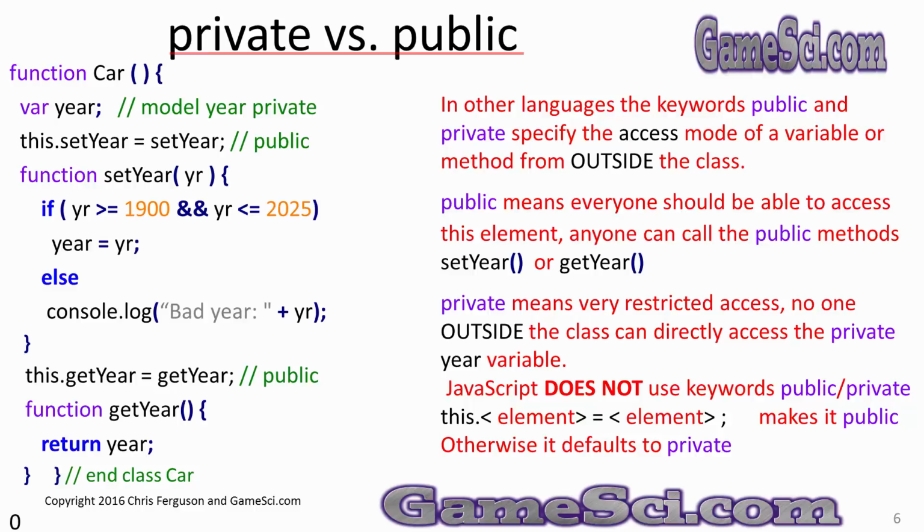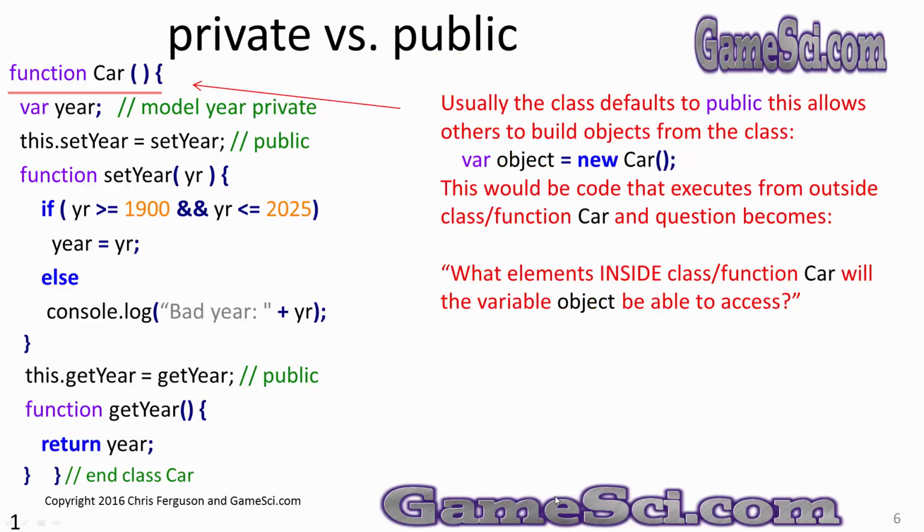It's this line of code that makes getYear public. It's this line of code that makes setYear public. Otherwise, if you leave it off, it defaults to private. So if I lost this line of code, I can no longer call getYear from outside the class. Usually the class defaults to public access. Classes have public access. This allows others to build objects from the class.